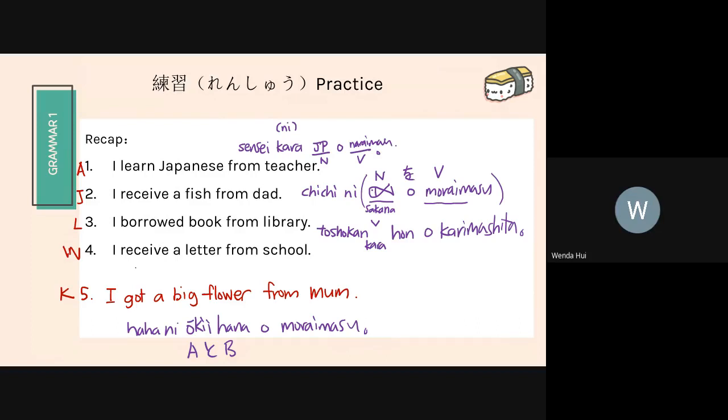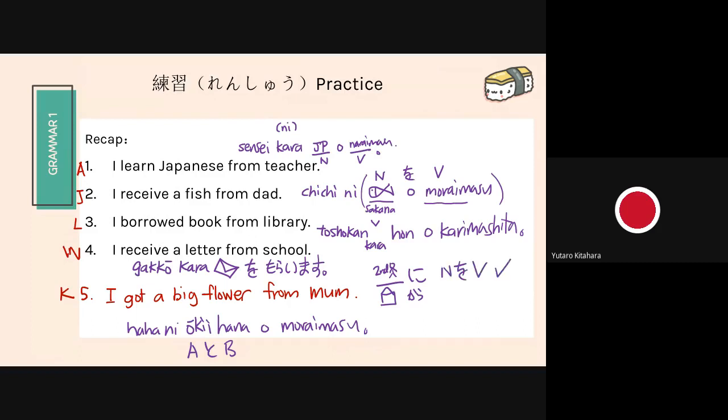Watashi wa gakko kara tegami o moraimasu. Correct. Okay, simple. So you see the concept is the same. It's just something ni. As long as it can be a second person, right? Receive from this second person. It can be a place also, but must use kara, right? And then the noun and the verb.